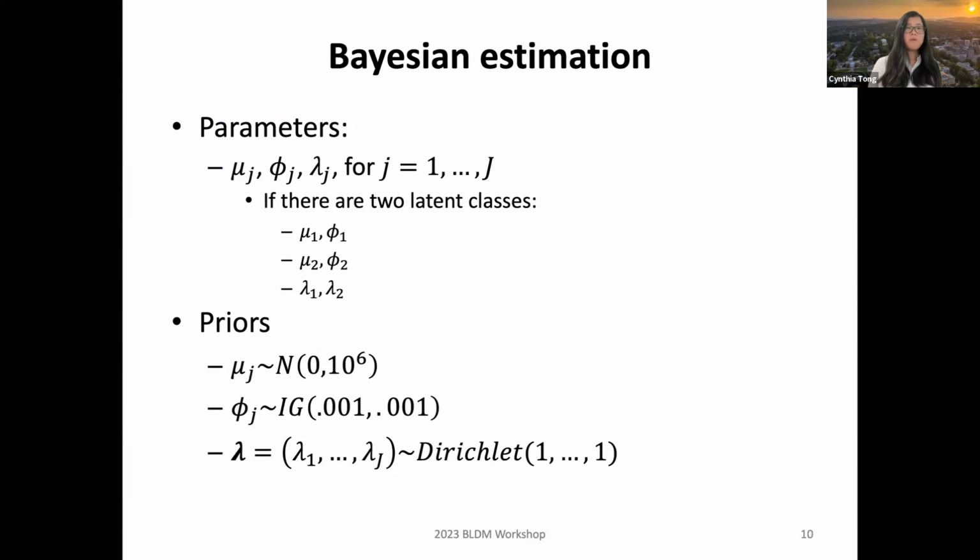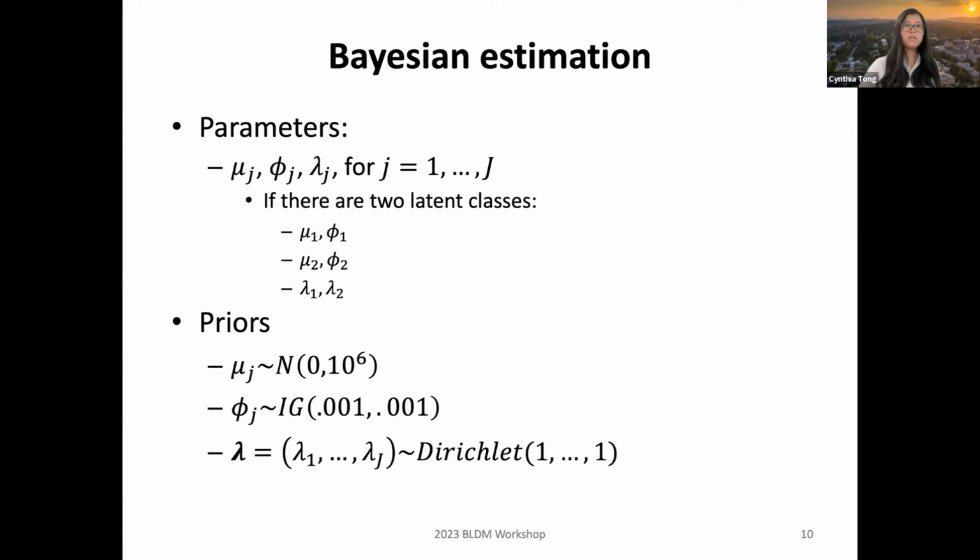Okay, for model estimation in the Bayesian framework, we have to specify priors for each of the parameters. In such a simple model, here are the priors. Like I already said, mu j represents the mean for the jth component, phi j represents the variance for the jth component, and lambda j is the class probability or class proportion for the jth component.